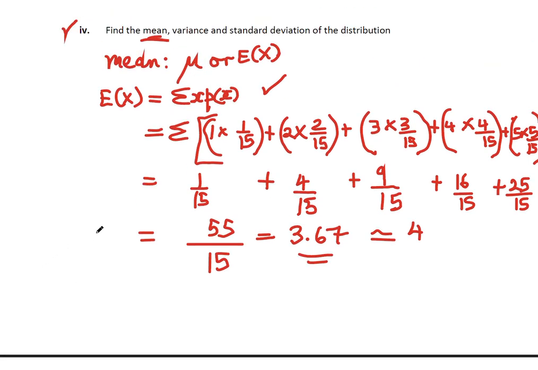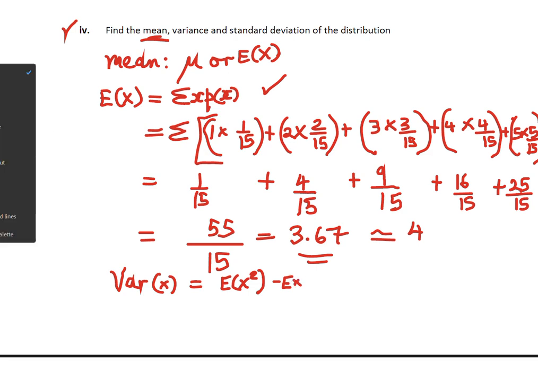The next thing we're going to do is to find the variance. And to find the variance, the process is going to be similar. The formula for the variance is this: var of x, var representing here variance, is equal to the expected value of x squared minus the expected value of x all squared.